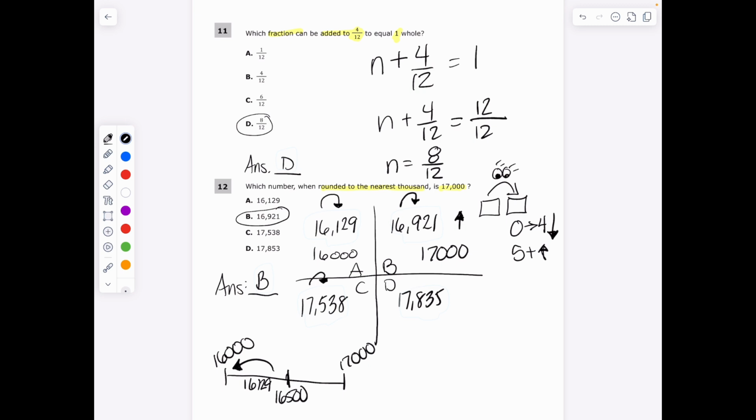For C, I have a 6. My buddy next to me is a 5. So that means I'm going to round up. So instead of 17,500, I'm going to go up to 18,000. That's why C is wrong. And the same thing with D. 7 into the thousands, and my buddy is an 8. So that's more than 5, so I'm going to round up to 18,000. All right, so that's how we got this one here. All right, hit pause and jot this down into your notes.